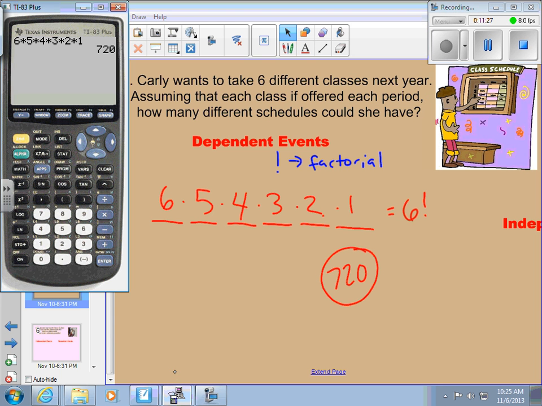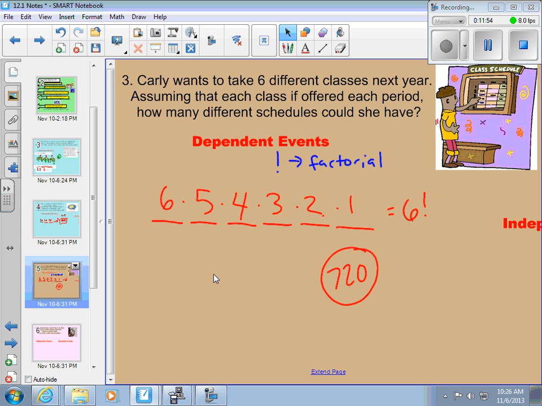I'll also show you that it works to do it with the factorial button. So you'd hit 6 and find your factorial button. On this particular calculator, you hit your math menu and go over to the probability and it's listed there. So 6 factorial, if you hit enter, is also 720. So the factorial button will do that multiplication for you. So that is the number of ways there. All right, for tomorrow, I want you to try problems 4 and 5 on your note sheet and see what you get for those.